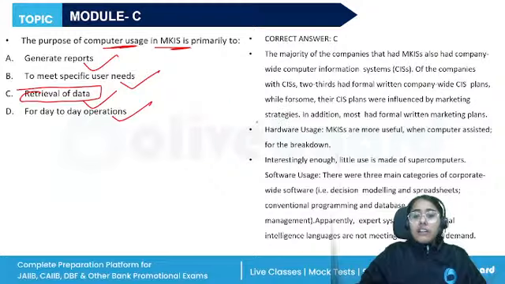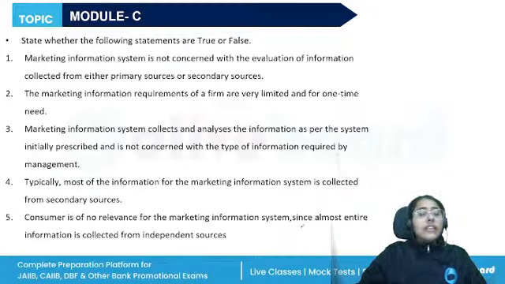So there is the hardware usage and the software usage. Hardware is used when the computer is attested for the breakdown, and software usage for decision modeling, conventional programming, expert system, artificial languages. All right. Now you need to tell whether the following statements are true or false. First, the marketing information system is not concerned with the evaluation of information collected from either primary or secondary. This will be false.